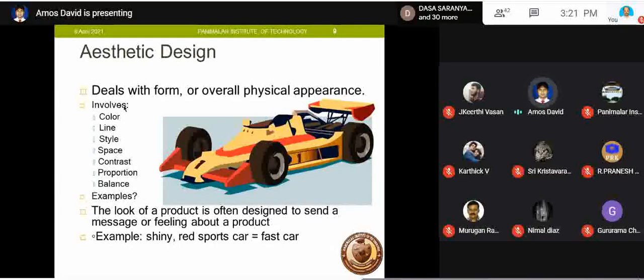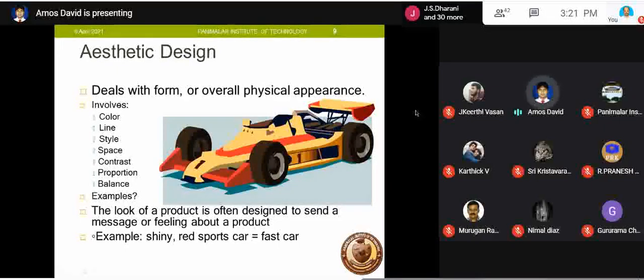What about aesthetic? As I mentioned, aesthetic is the look and feel of the product. Basically, we go for color, line, style, space, contrast, proportion, balance. All these things are taken into account while building any kind of product. The image that you're looking at is a Formula One car. So all these things are taken into account while designing a product.